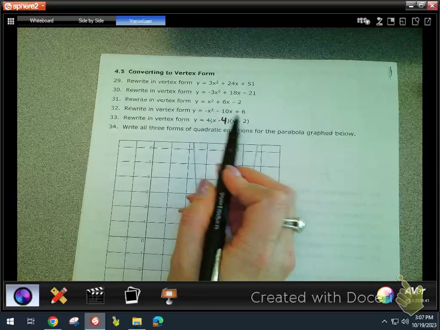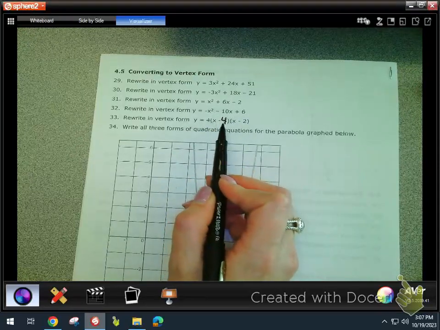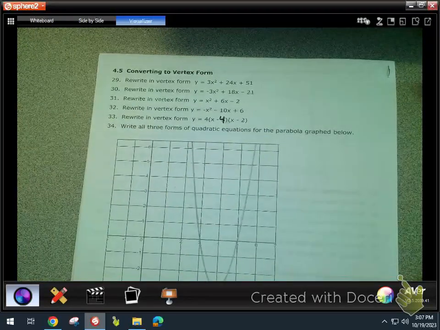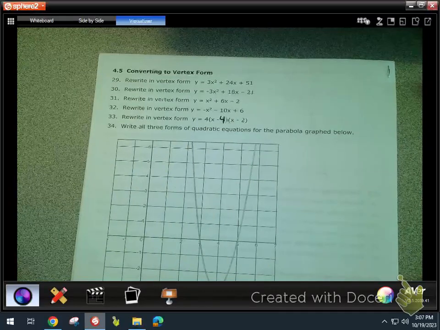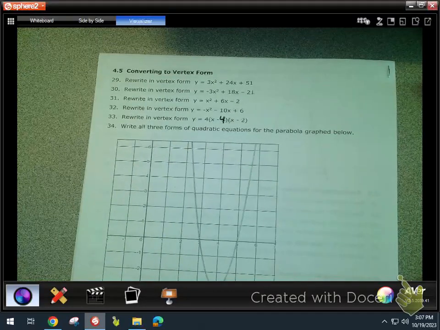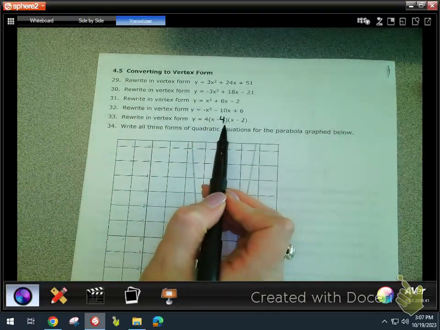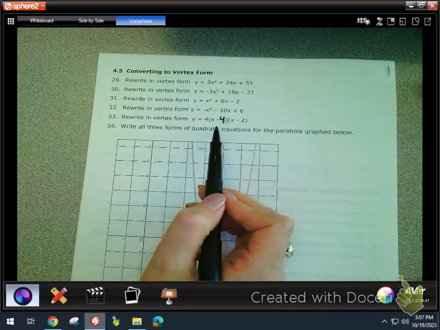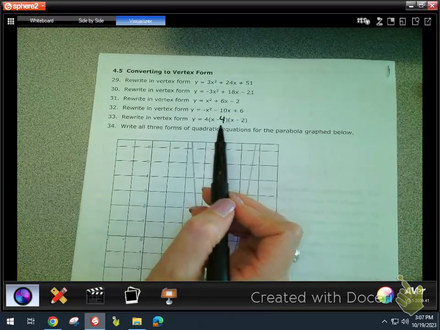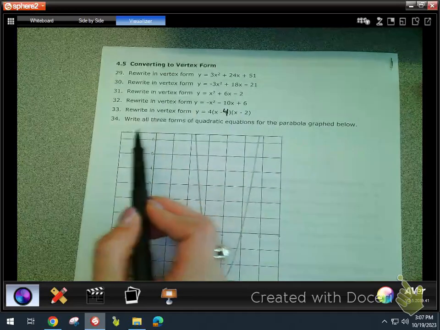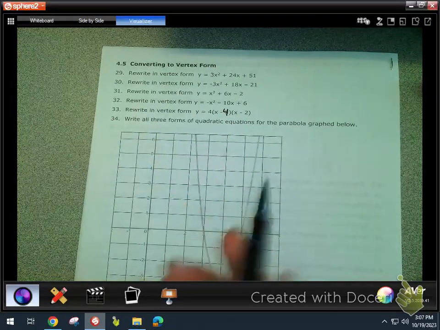This is another one of those problems where you're trying to get to vertex form, and today I'm teaching you how to get to vertex form from standard form. So this is another pit stop problem where you're going to have to get to standard, then do what I'm about to teach you. And then on number 34, some people came and had questions with this.